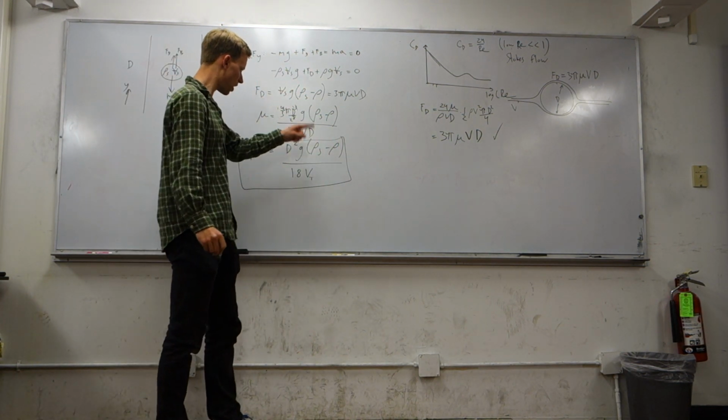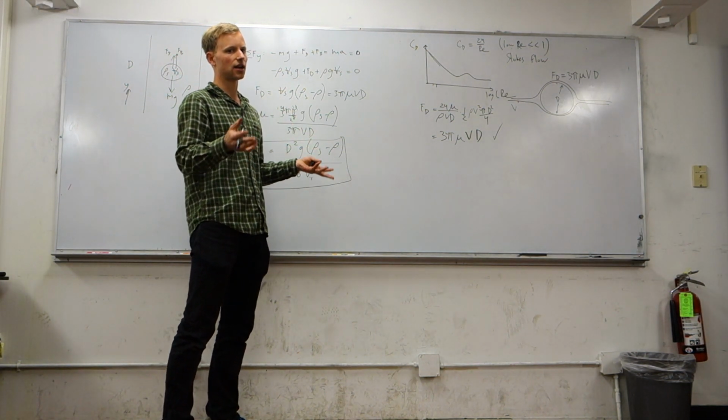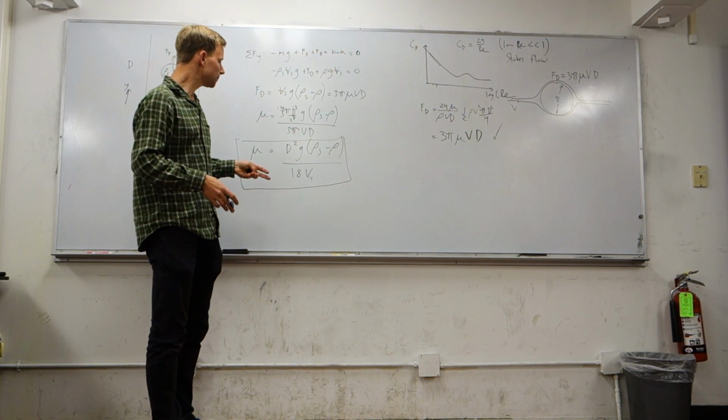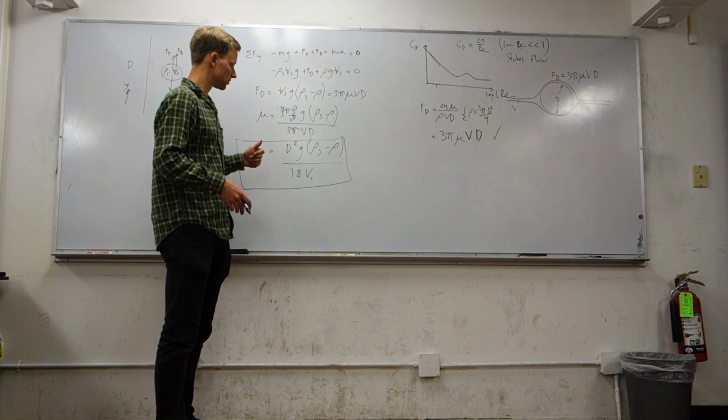Now, in order to solve for what mu is, we can take measurements for these quantities for any type of sphere. This is general for any sphere in any low Reynolds number flow. And I should get the same value for mu. So this is pretty cool.